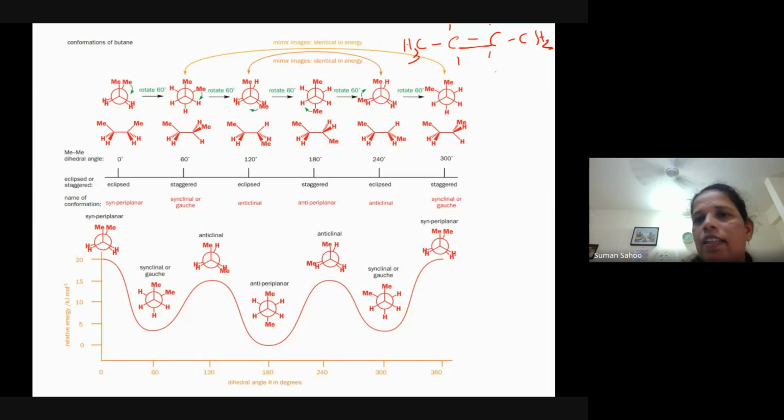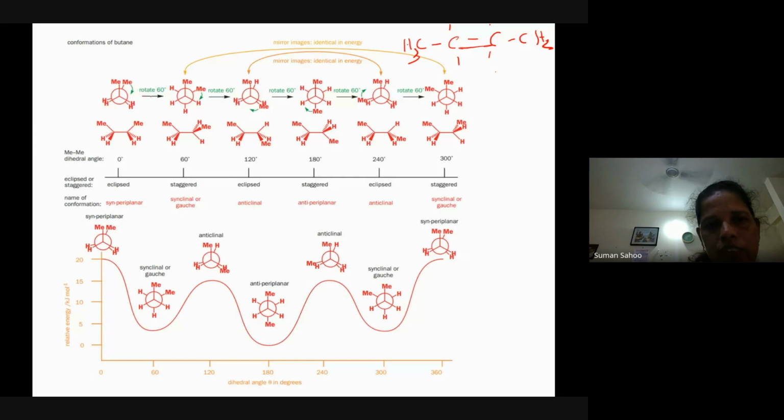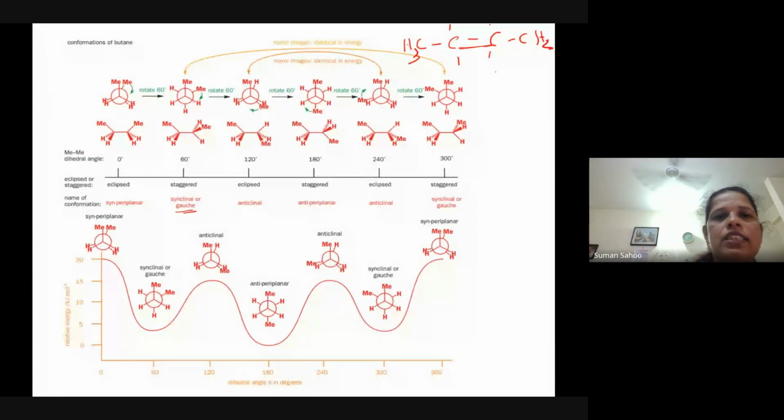So one methyl group, this is your first eclipsed position, where this methyl group is eclipsing the methyl on the other carbon. When you start rotating it, it comes to this position. At 60 degrees you get a staggered conformation, that is also known as gauche. And again rotate it, this methyl will come to this. When rotating, you just fix the front carbon and rotate the back carbon.